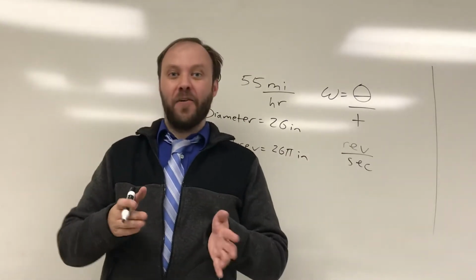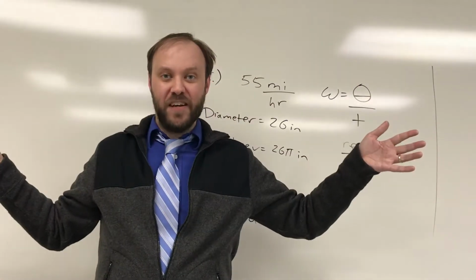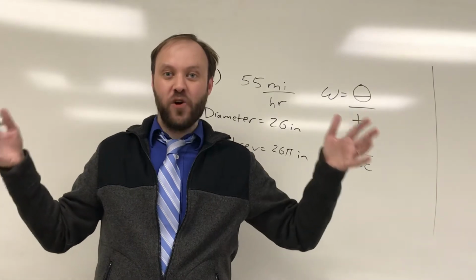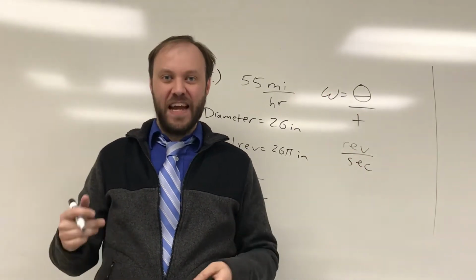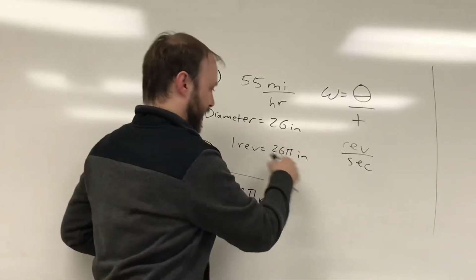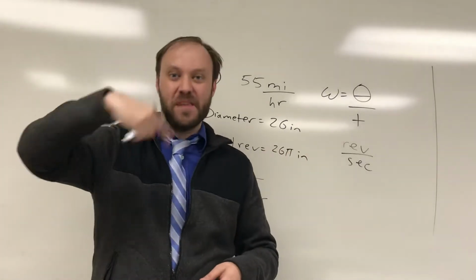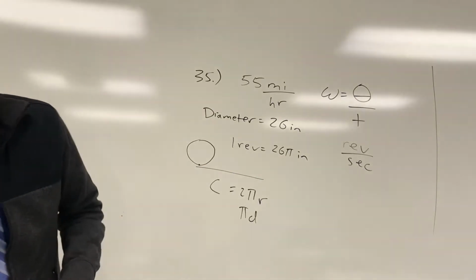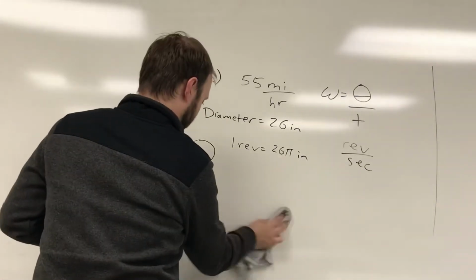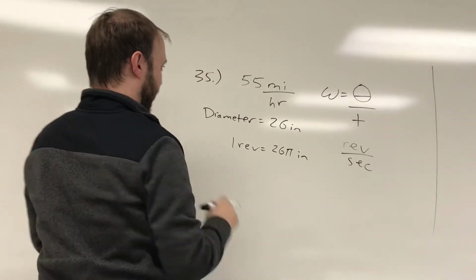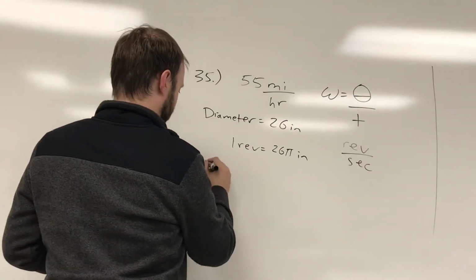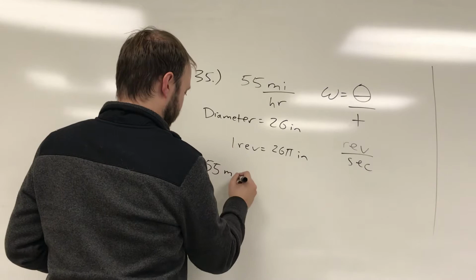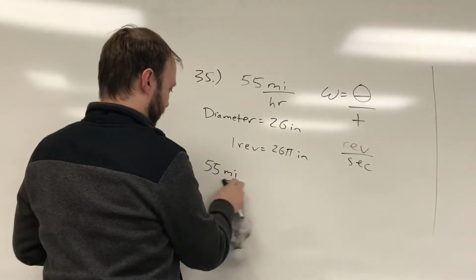We need to figure out, at 55 miles that you travel in an entire hour, how many total inches is that? I don't want it in miles, I want it in inches, because I need to figure out how many 26 pi's that tire spins through over the course of 1 hour. So we need to convert that 55 miles. I'm just gonna focus on the miles here, not the miles per hour. I'm gonna convert that 55 miles to inches.